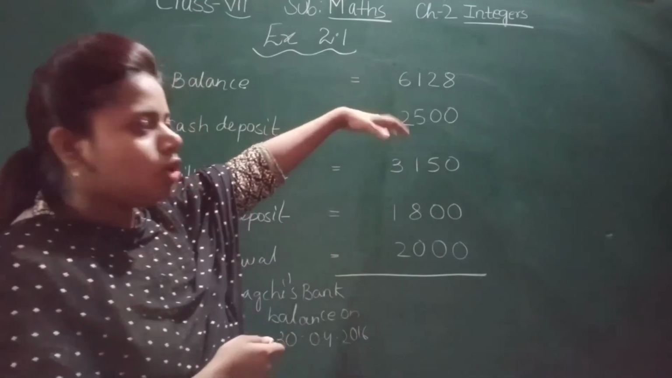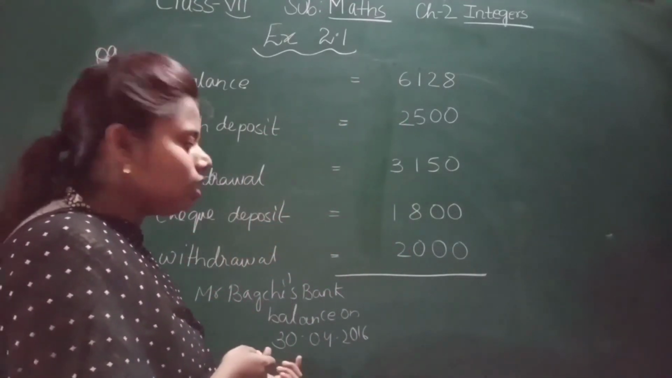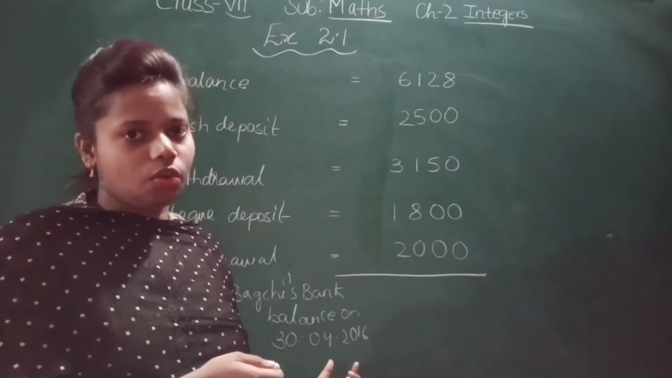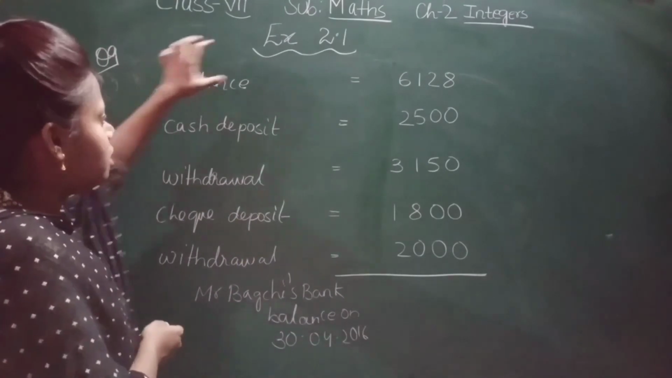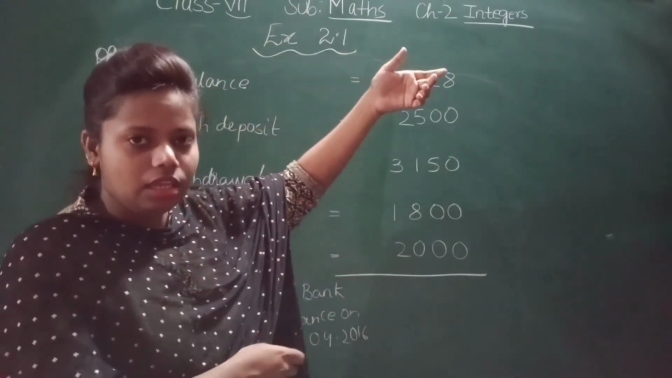So at last, after doing the withdrawal and deposit, what was Mr. Bakchi's balance on 30 April 2016? We have to find the last balance of this. Okay, so how to do it? The balance was this much. Okay, then what did he do? He deposited.